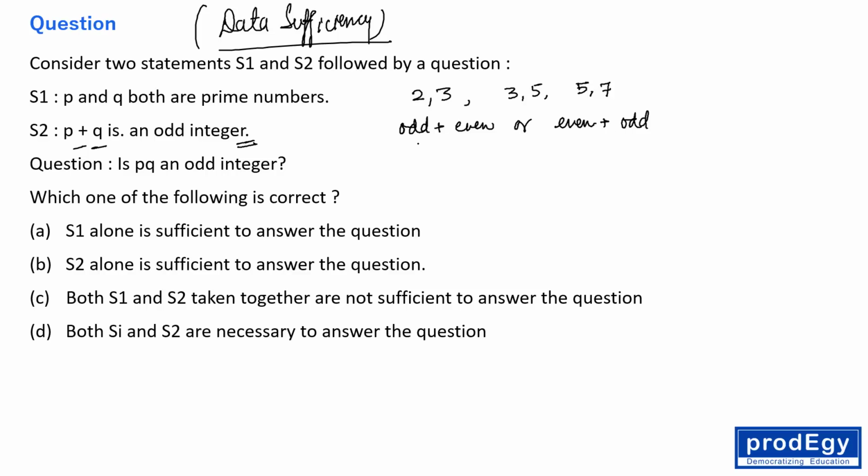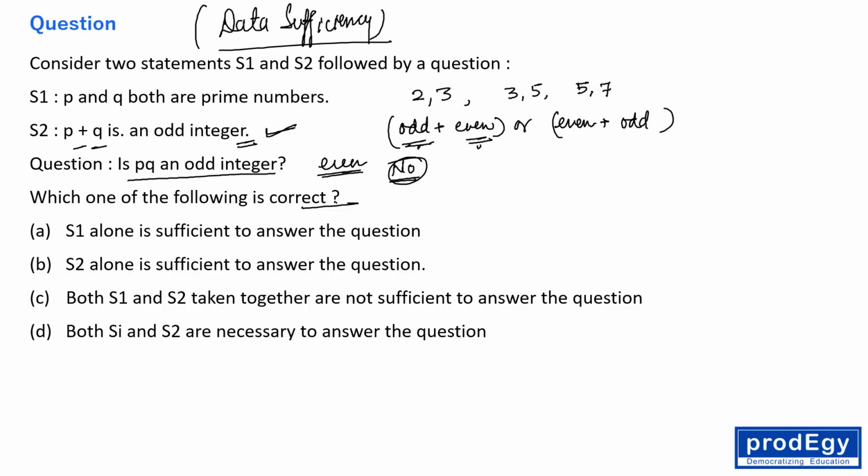So the sum of one odd and one even is always odd, or the sum of one even and one odd. It means one will be even and one will be odd. That's it, right? Is PQ an odd integer? Yep. If we are taking the second statement, PQ will be the product of odd and even, which will be an even, right? So the answer is no. Fine. So with the help of the second statement, we can say the answer will be no, right?